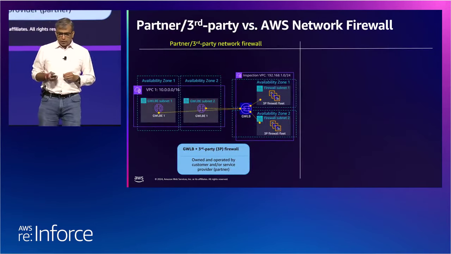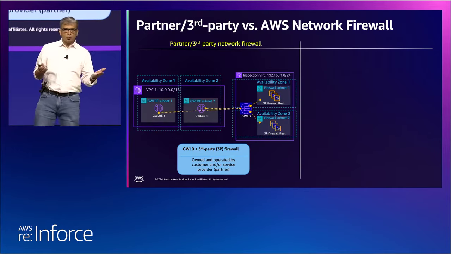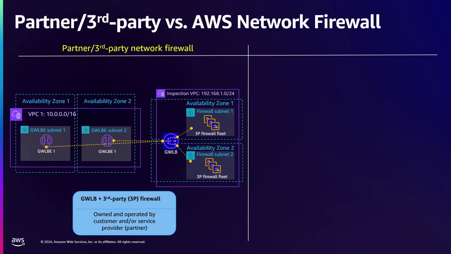Before we take a look at the other service, it is important to understand that gateway load balancer, we made it available for our partners as well. So you will see a lot of partner firewalls that are also built using gateway load balancer. There is a difference that you need to understand between AWS Network Firewall and a third-party firewall. As shown in this diagram, when you're using a third-party firewall, you end up creating what you call an inspection VPC.